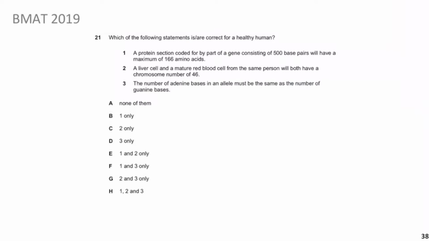Okay, welcome back, guys. So the first one says a protein section coded for by part of a gene that consists of 500 base pairs will have a maximum of 166 amino acids. So remember, guys, a gene is just a section of DNA which is obviously going to have base pairs, because that's essentially the monomers of DNA. What they're referring to here, guys, is they want you to recall the idea of the triplet code. So each amino acid is coded for by three bases.